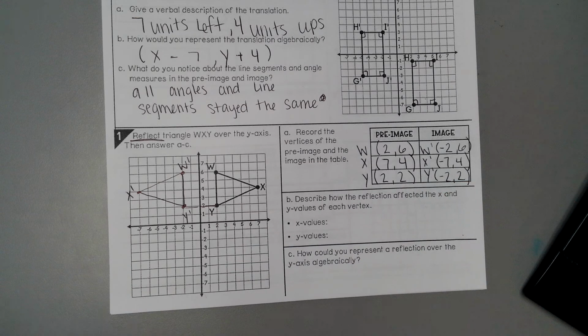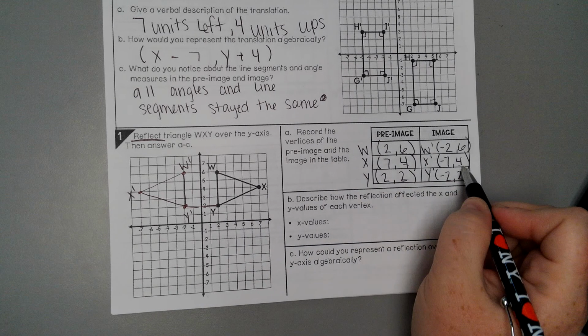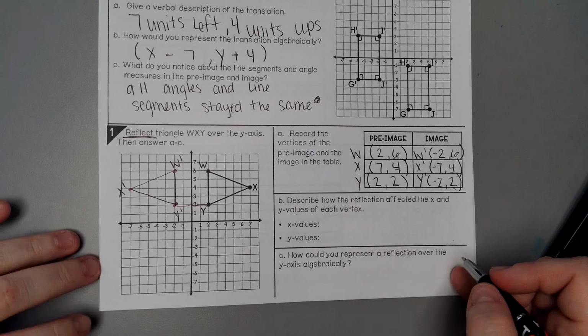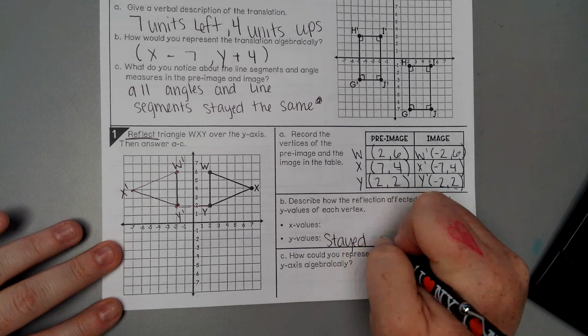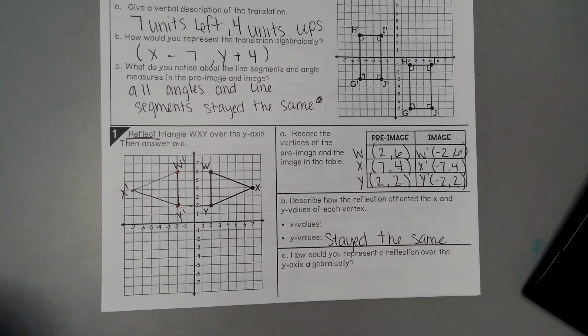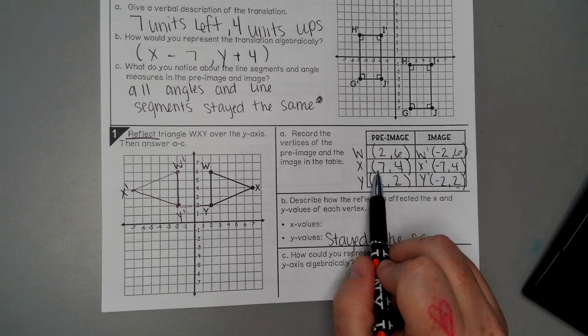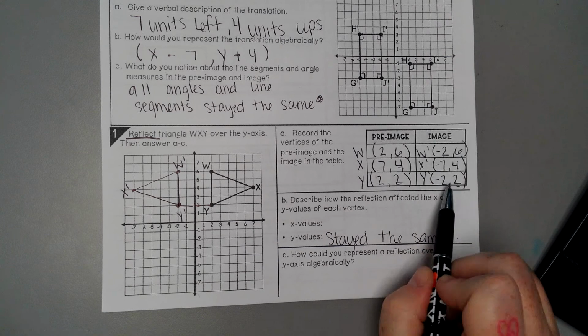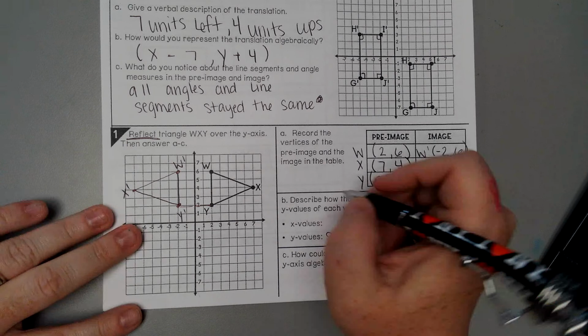Describe how the reflection affected the x and y values. Did my y values change at all? I have 6, 4, 2, 6, 4, 2. So my y values stayed the same. My x values, it was 2, the negative 2, 7, the negative 7, 2, and negative 2. So they became their opposites.